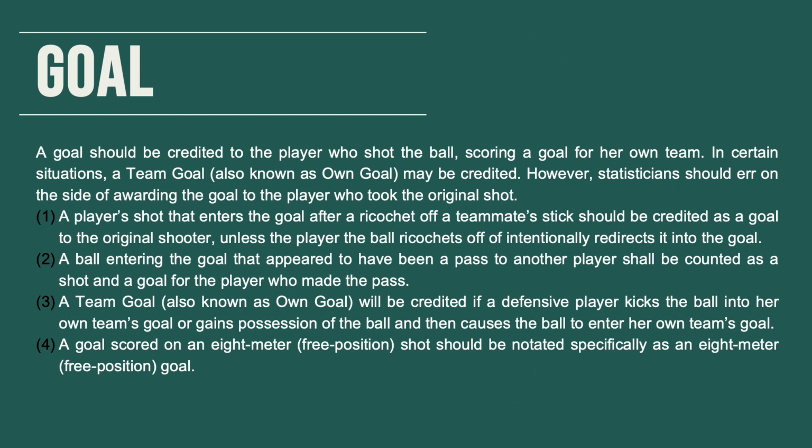A team goal, also known as own goal, will be credited if a defensive player kicks the ball into her own team's goal or gains possession of the ball and then causes the ball to enter her own team's goal. A goal scored on an 8-meter free position shot should be noted specifically as an 8-meter free position goal.